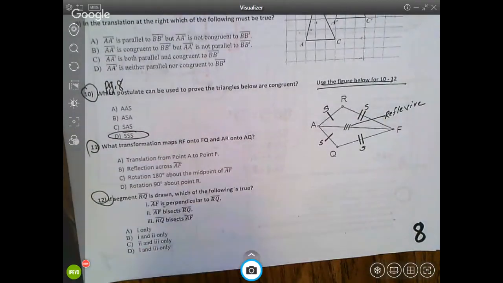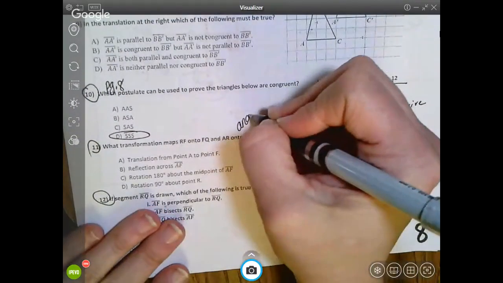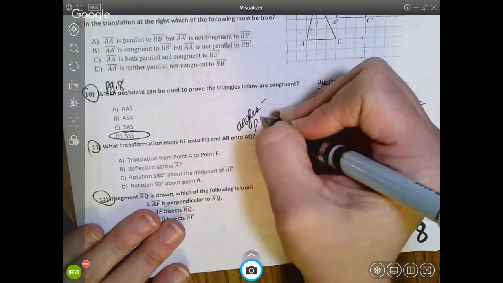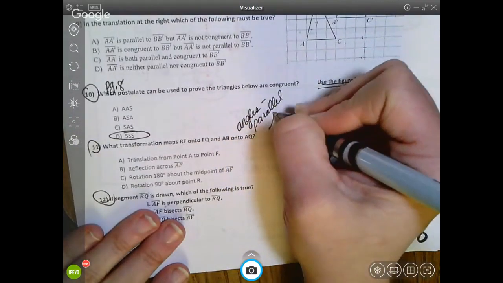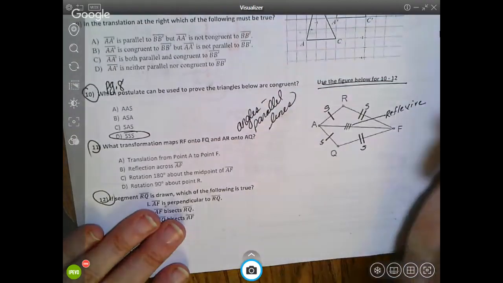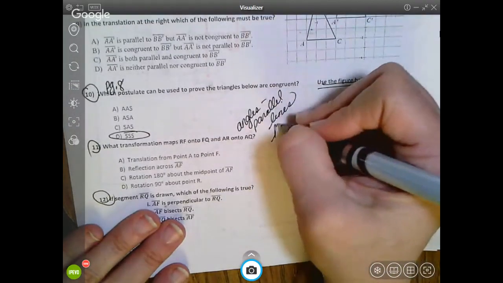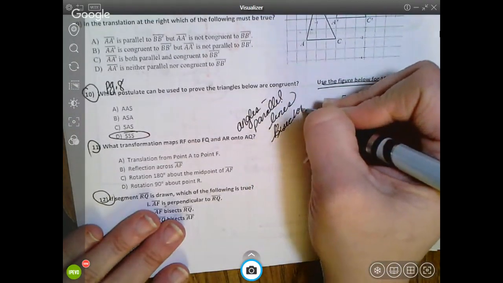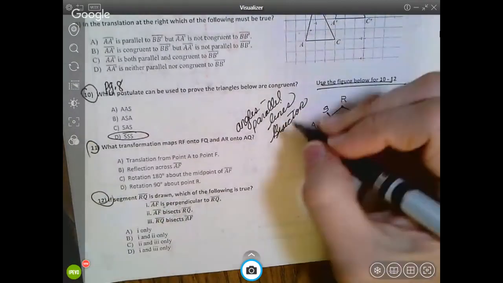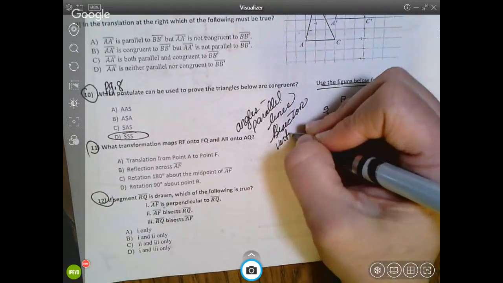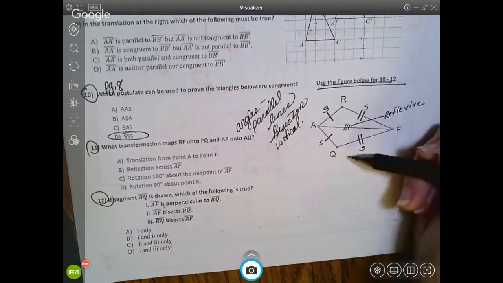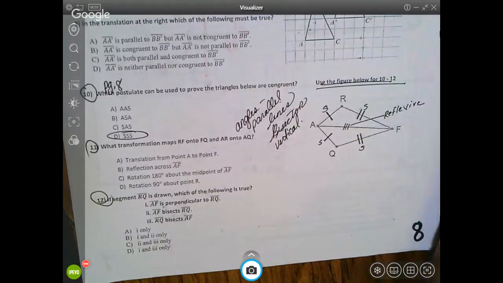There's no way we can get angles. Remember, the only way we can get angles is if they say something like parallel lines, or something with a bisector. That's usually how we'd get angles. Or, of course, obviously vertical angles. But because none of that is mentioned here, it has to be the reflexive.